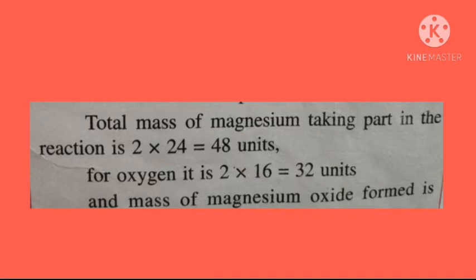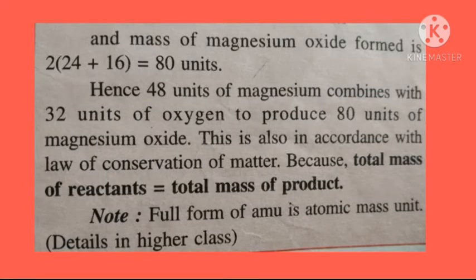That's why. So, the mass of magnesium oxide formed is 2MgO. So 2 we have to keep as it is. 24 plus 16 is equal to 40, so 2 times that is 80 units. So students, 48 units of magnesium combines with 32 units of oxygen to produce 80 units of magnesium oxide.